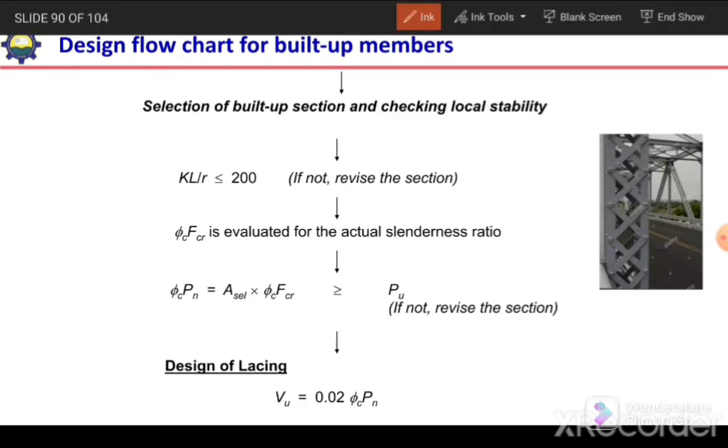After calculating the required area, we need to select the section based on the area required and b greater than b minimum. So we need to select the built-up section, and we need to select such a section that it has almost equal slenderness ratio about both the axes if we don't have intermediate bracings.